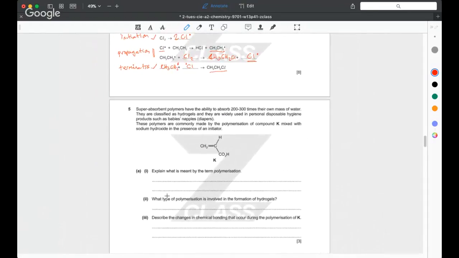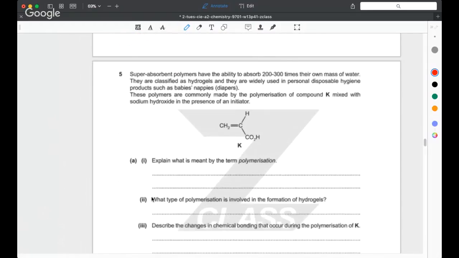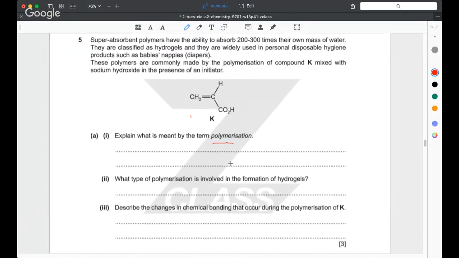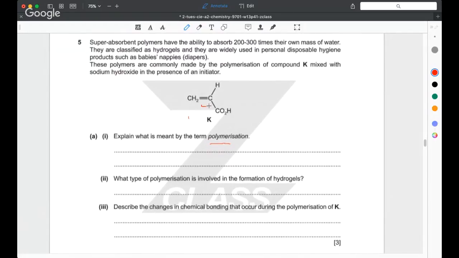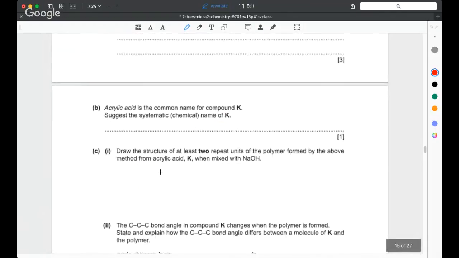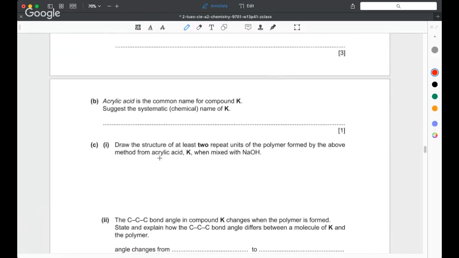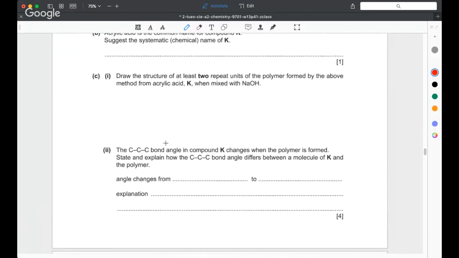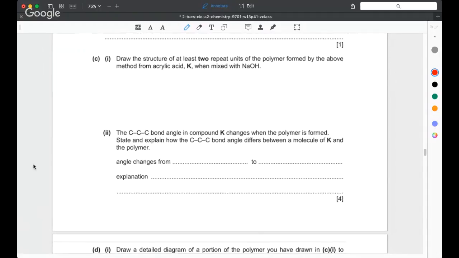Okay, so some easy stuff here. Examiner said that most students were comfortable explaining polymerization, and that because you've got this double bond here, then the type of polymerization is addition polymerization. Okay, so I think this is all fairly obvious from the mark scheme. Just need to look at this bit here.